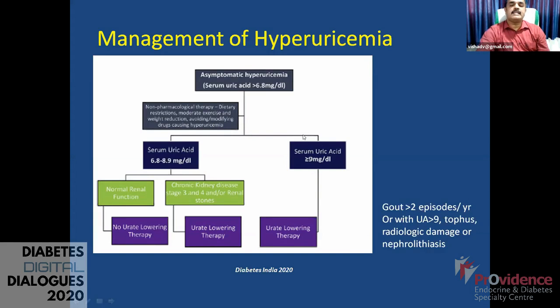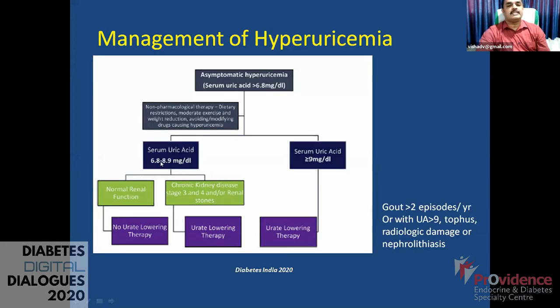And if the uric acid level is more than 9, because at least a Japanese study had shown that uric acid more than 9 has a very high risk of developing cardiovascular disease, the patient may be initiated on urate lowering therapy, not just for the cardiovascular disease, but for preventing the increased risk of gout as well as other comorbidities. So if the patient has a uric acid between 6.8 to 8.9, and has normal renal function, there is definitely no role for urate lowering therapy.